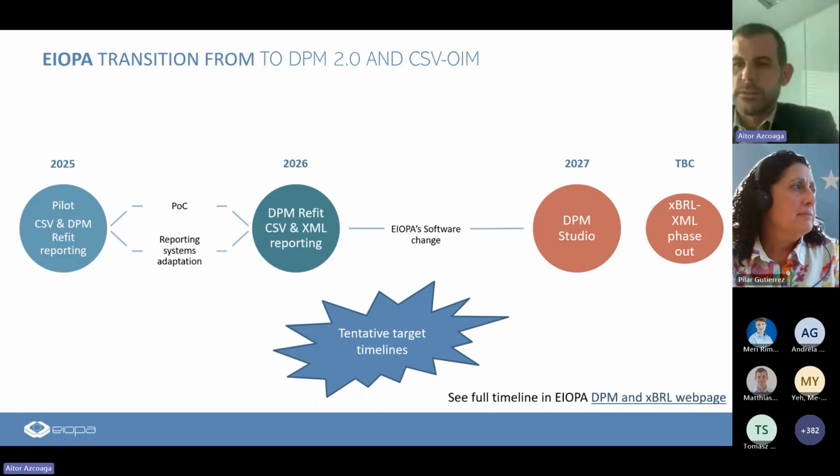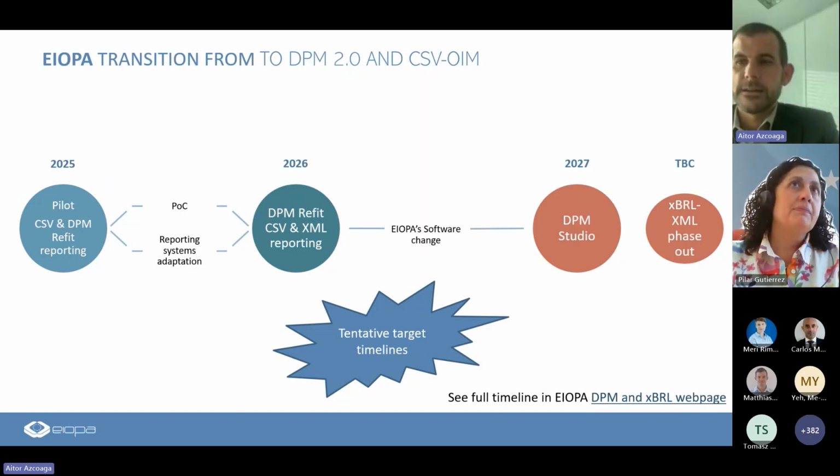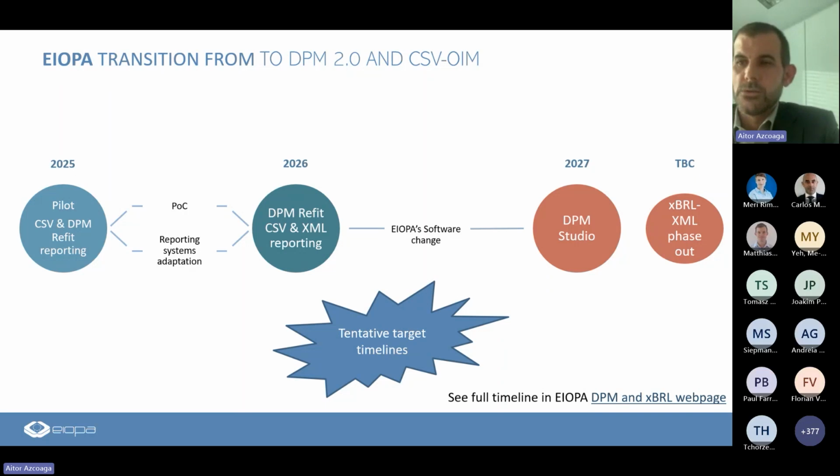First, we aim to start with a pilot of DPM 2.0. So we want to do a publication based on DPM 2.0 that will be only for reference, not for reporting, only for information for the industry and all the interested stakeholders. So this probably will happen in 2025, in about 1.5 years' time, we expect to have this new DPM 2.0 implementing all the products and release it, this POC.